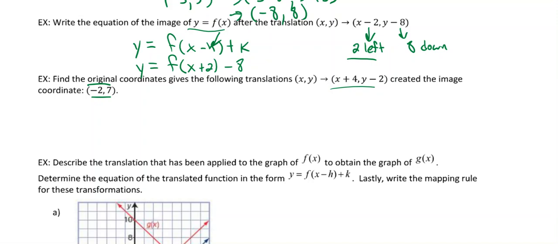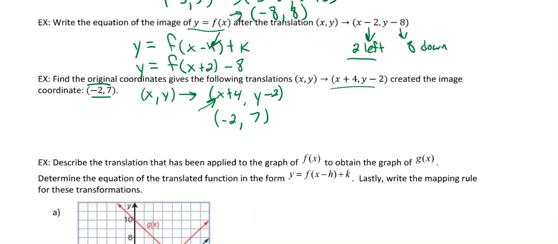Just write that out again. So it's going to be point x, y turns into x plus 4, comma, y minus 2. And we know that after I performed this operation, I ended up getting the point -2, 7 out of it, right? So really I'm asking myself, what were those values of x and y before I did that operation? Do you know what they are?